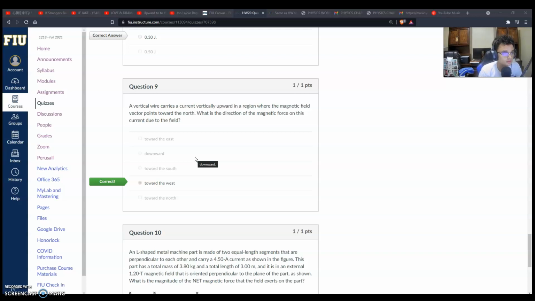The question goes as follows. A vertical wire carries a current vertically upward in a region where a magnetic field vector points north. What is the direction of the magnetic force on this current?